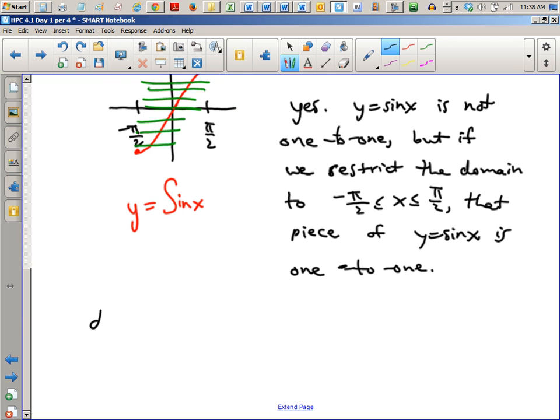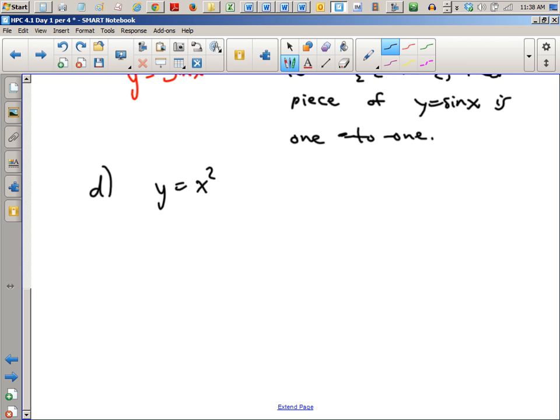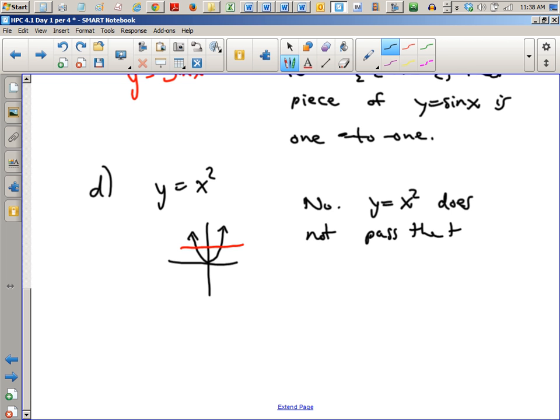Part D. How about y equals x squared? This is a quick no, because y equals x squared looks like this. You should know that by now. And that thing fails the horizontal line test right away. Okay, so this one's no, y equals x squared does not pass the horizontal line test. What about this one? y equals x squared, x is greater than 0.